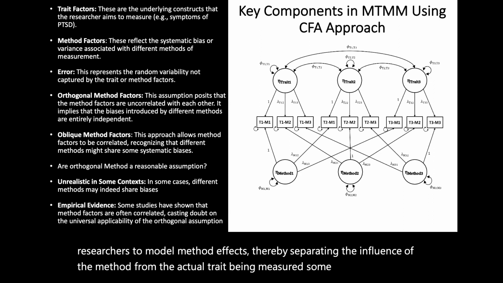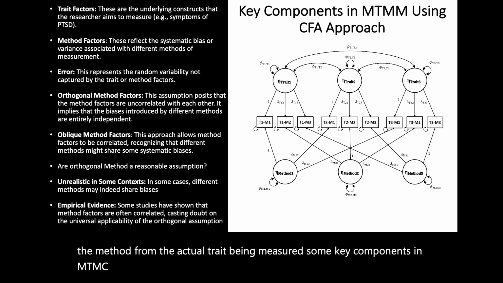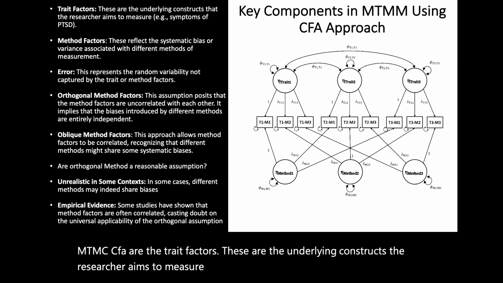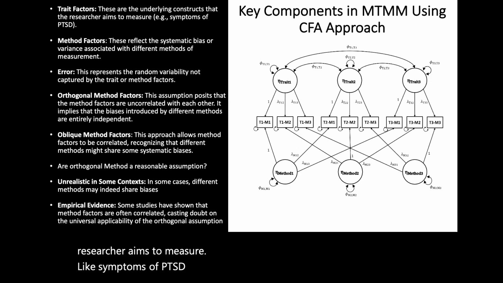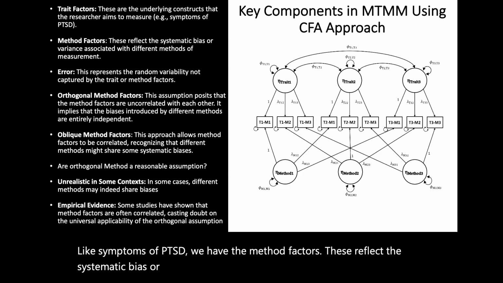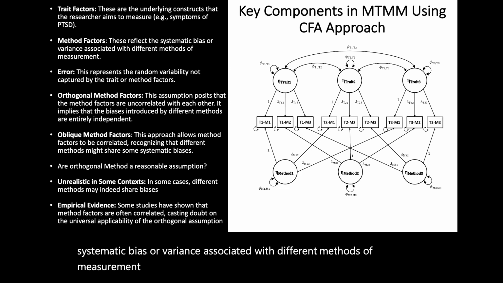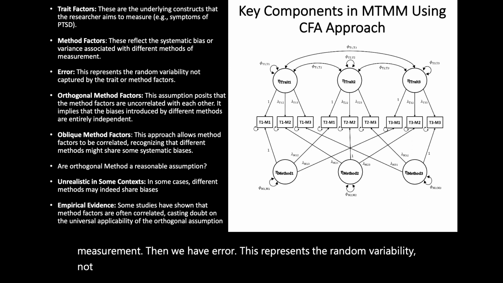Some key components in MTMM CFA are the trait factors. These are the underlying constructs the researcher aims to measure, like symptoms of PTSD. We have the method factors. These reflect the systematic bias or variance associated with different methods of measurement. And then we have error. This represents the random variability not captured by the trait or method factors.